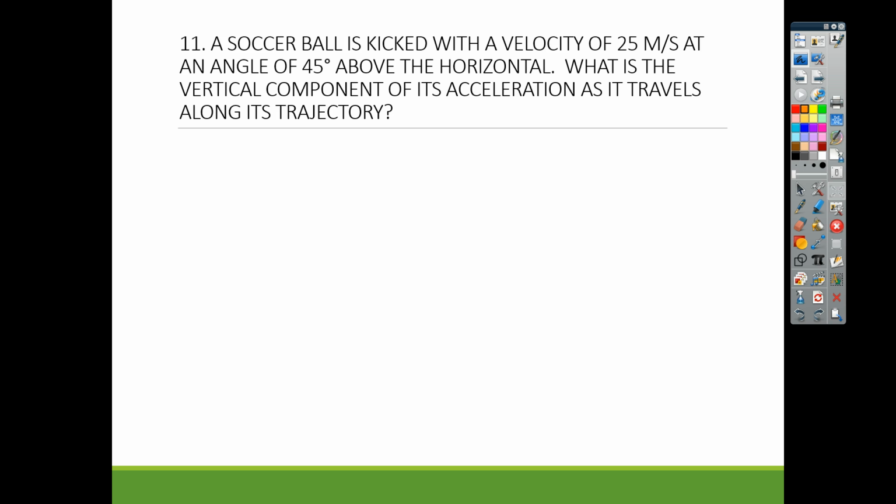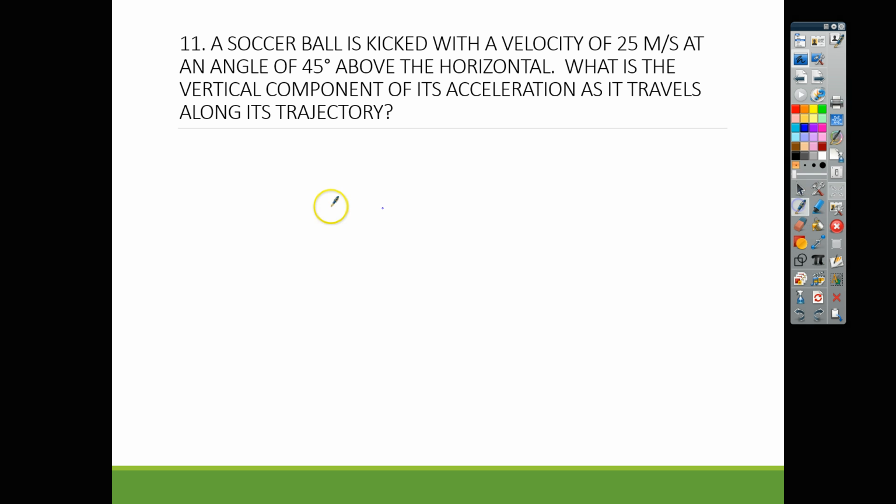So this first one says a soccer ball is kicked with the velocity of 25 meters per second at an angle of 45 degrees above the horizontal. So we can go ahead and draw this. Here's our 45 degrees. We've got a soccer ball kicked this way, 25 meters per second. So when we kick it, the ball looks like this, kind of goes up and then comes back down. They want to know what is the vertical component.